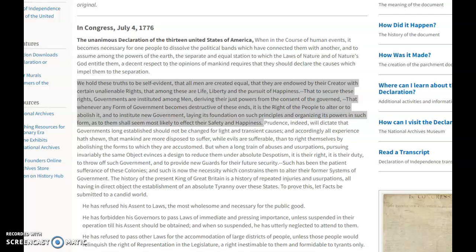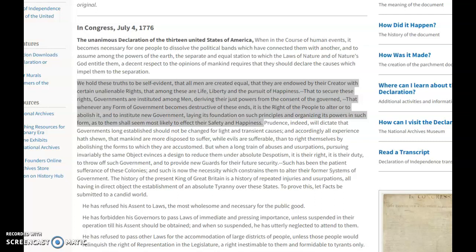So the paragraph I want you to remember is shaded here, and it's the second paragraph, and it says, "We hold these truths to be self-evident, that all men are created equal, that they are endowed by their Creator with certain unalienable rights, that among these are life, liberty, and the pursuit of happiness, that to secure these rights governments are instituted among men, deriving their just powers from the consent of the governed, that whenever any form of government becomes destructive of these ends, it is the right of the people to alter or abolish it and to institute new government." So these are principles, but they are not laws.